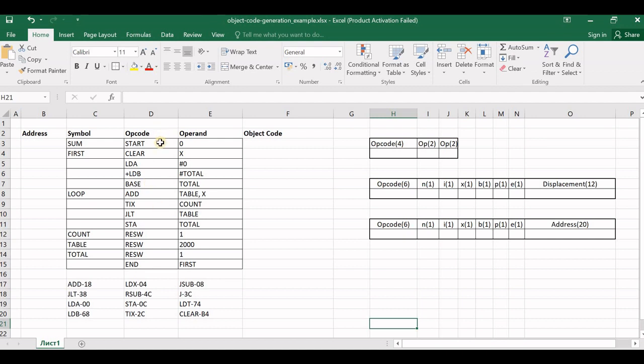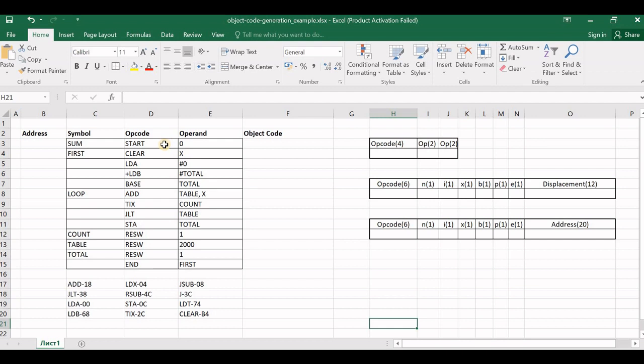Here you have the program, and this program is divided into 3 different columns. The first column holds the labels, which are called symbols. The second column is the set of opcodes, and the third column is the operands. And for each and every opcode, you have the hexadecimal equivalent opcode value. The first instruction of this program is SUM START 0.